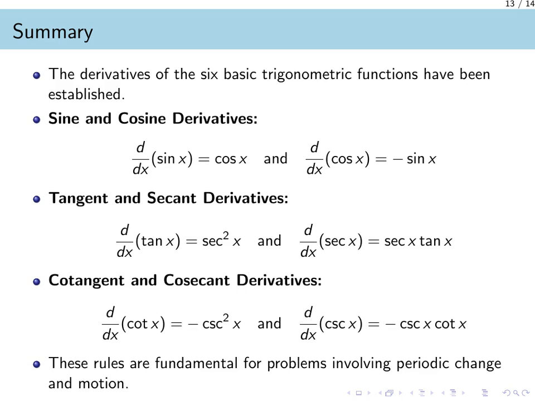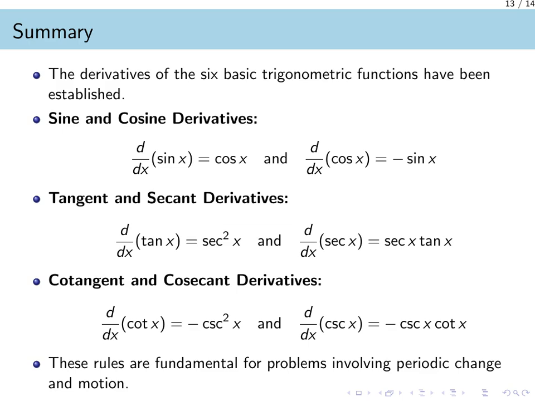Let us bring together all 6 of the trigonometric derivative rules we have established, which are fundamental for analyzing periodic phenomena. First, we have our base pair. The derivative of sine of x is cosine of x, while the derivative of cosine of x is negative sine of x. Next are the tangent and secant derivatives. The derivative of tangent of x is secant squared of x, and the derivative of secant of x is secant of x times tangent of x.